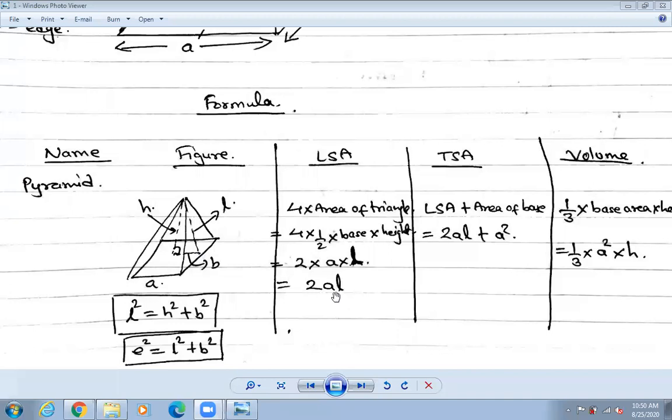Okay, hope you have understood what is A, what is L. A means the whole side of the square, we call it A. Okay, and your L means the lateral height, H means the vertical height.